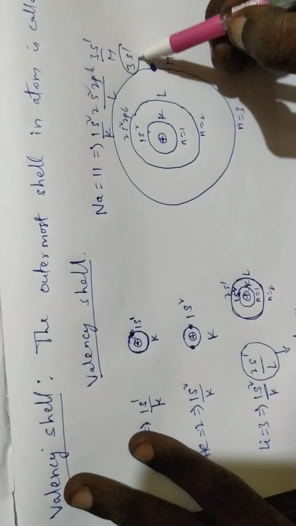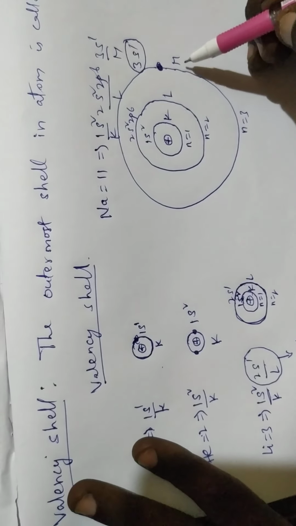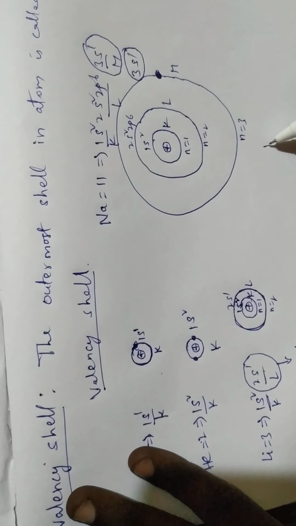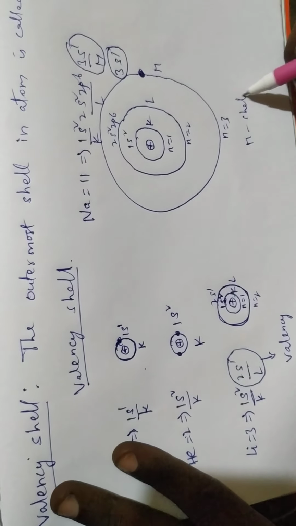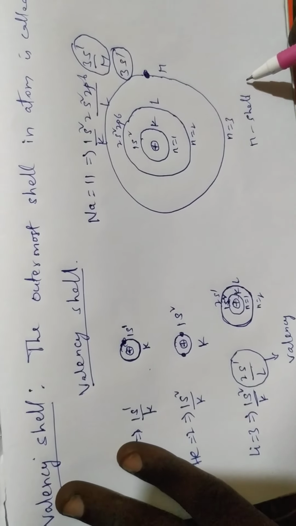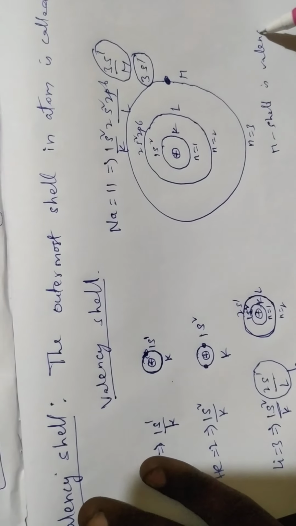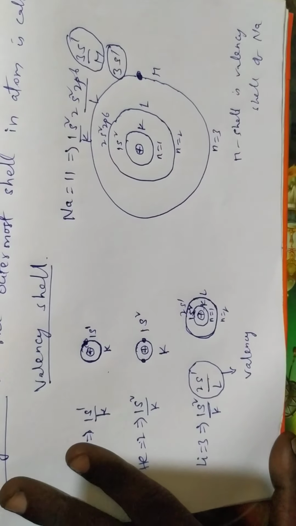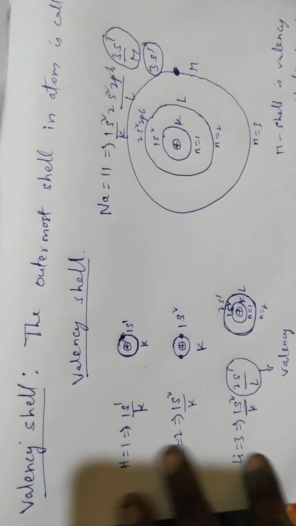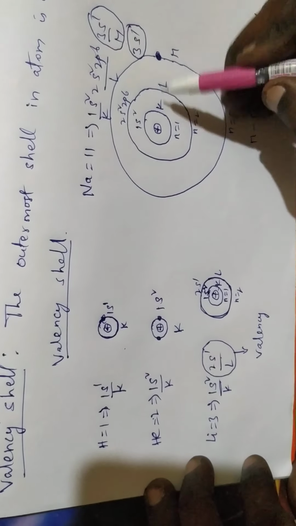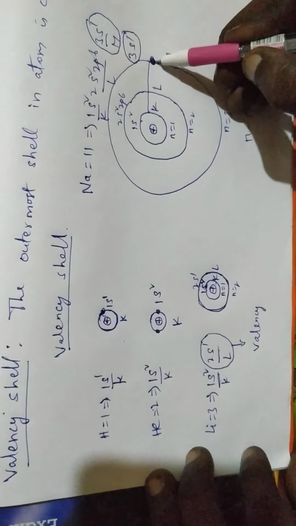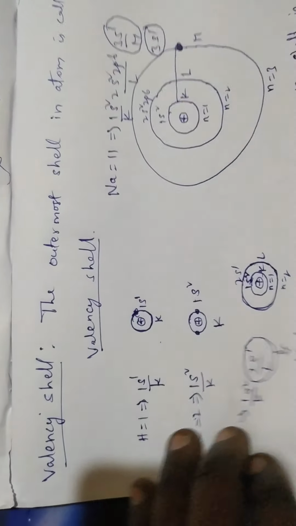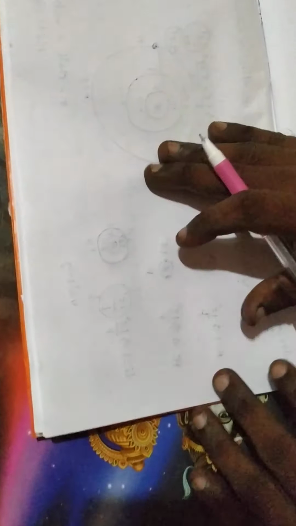In that valence shell the 3s1 orbital is there. So the M shell is the valence shell of sodium. Okay, so which one is the outermost shell of the atom or element? That is the valence shell. Okay students, next valence electrons.